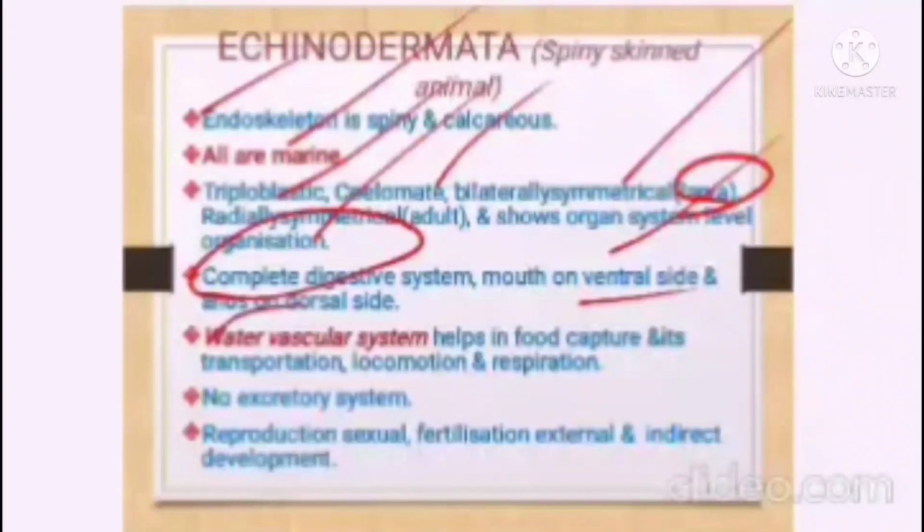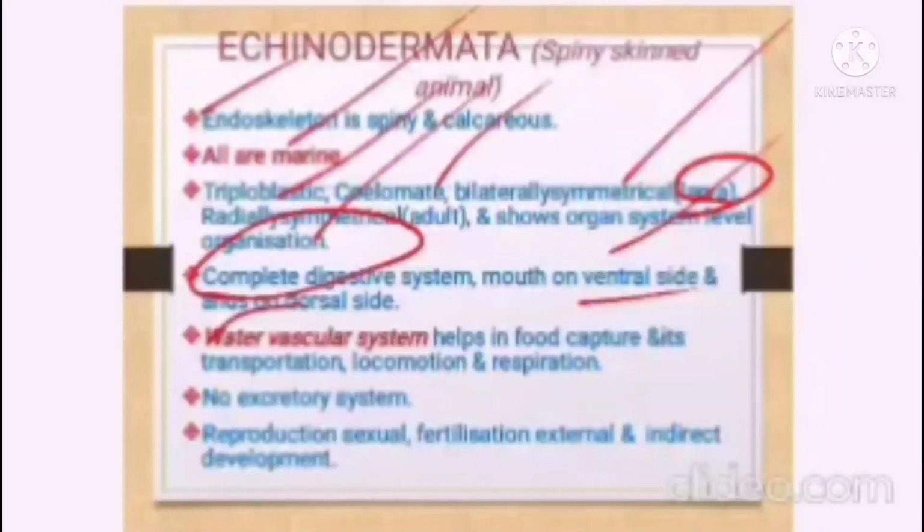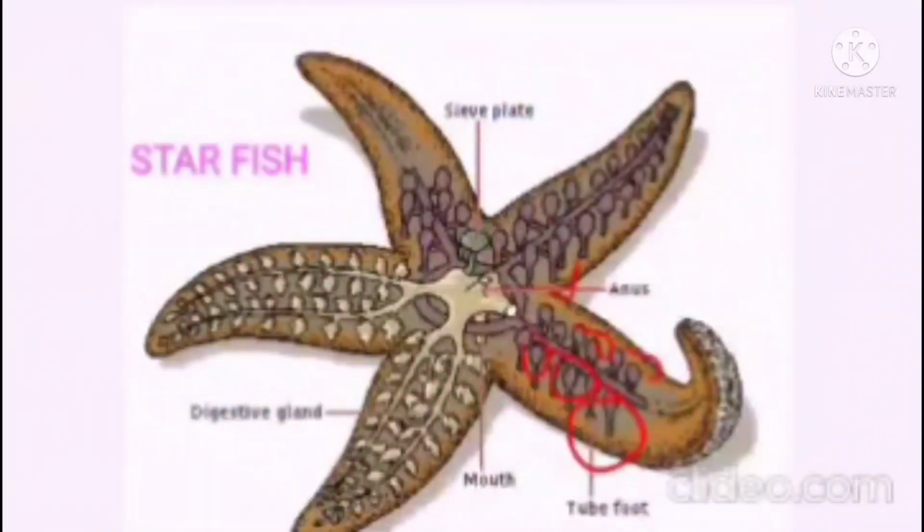And the water vascular system helps in food capture and transportation. So in the water vascular system, you can find these are tube feet. So these structures are called as what? The water vascular system. They are the ones playing a major role in capturing food, for transportation of food from one part to another, for locomotion from one place to another, and for respiration. So these tube feet play a major role in carrying out all these functions.